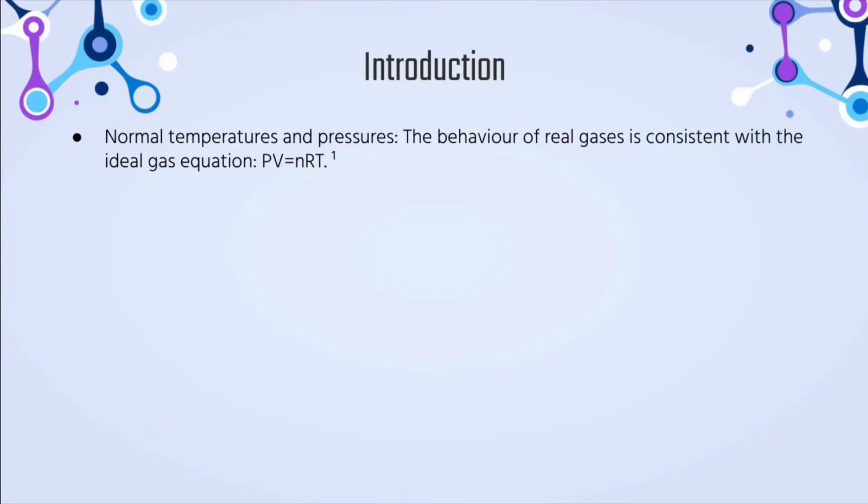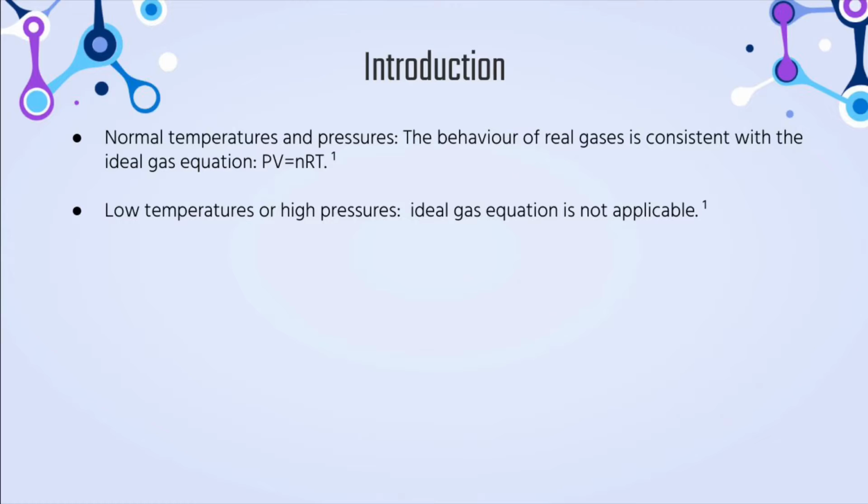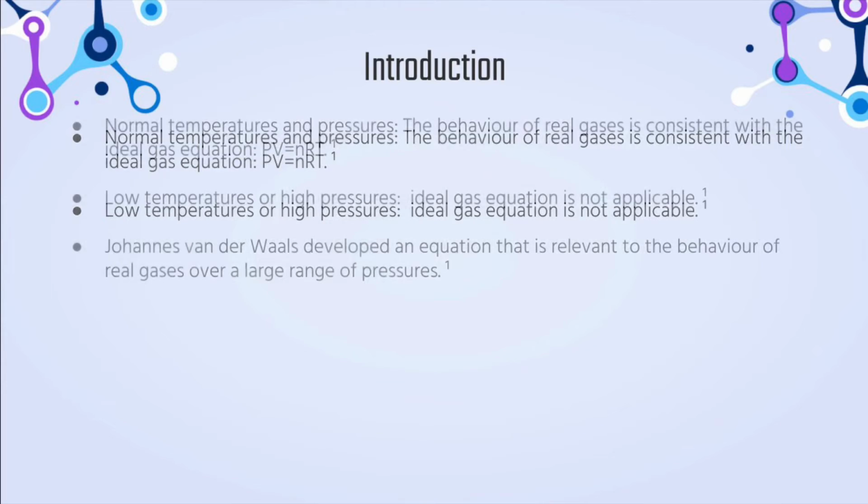Within 5% of the normal temperatures and pressures, the behavior of real gases is consistent with the ideal gas equation, PV equals nRT. However, at low temperatures and high pressures, real gases stray from the ideal gas behavior. Therefore, the ideal gas equation is no longer applicable.